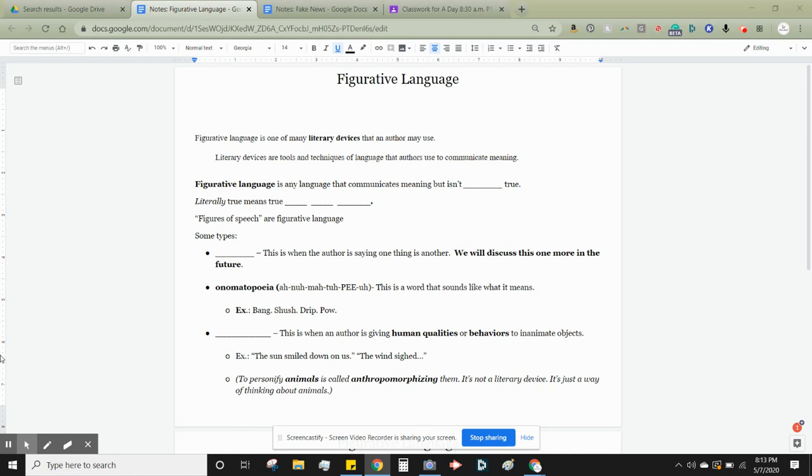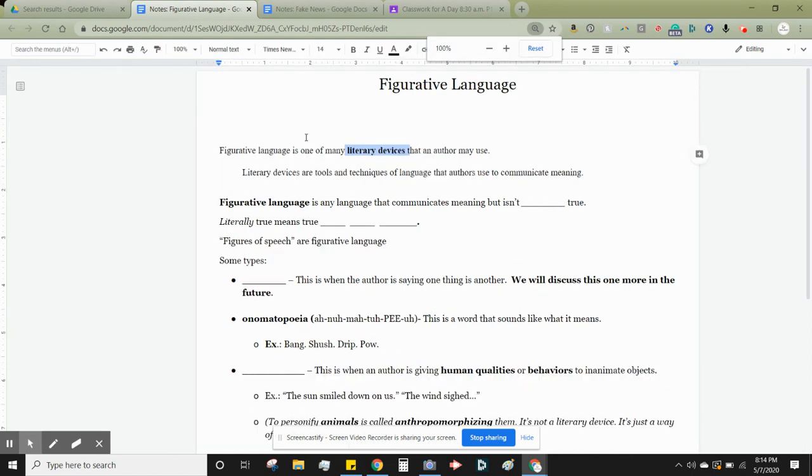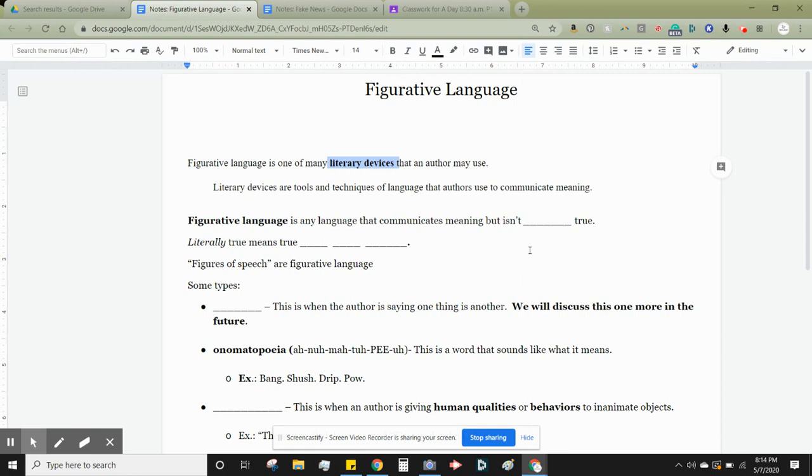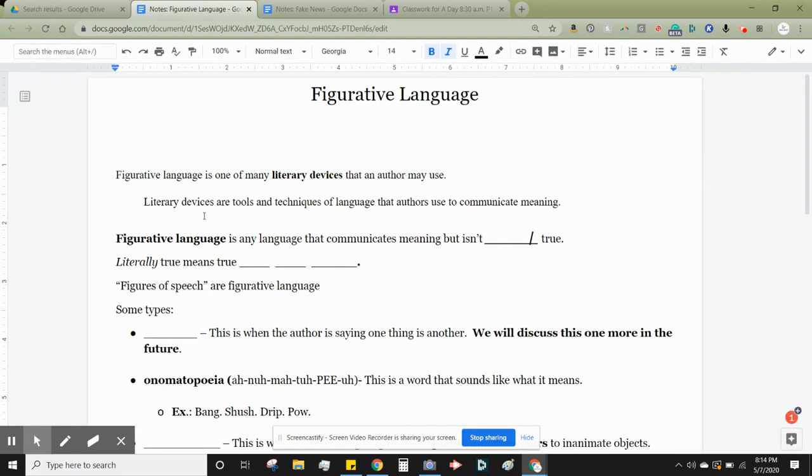Okay, so I've used this word literary devices a little bit so far in the quarter, and figurative language is the first one that we're going to talk about. Literary devices. So a device is like a thing that has a purpose, like a tool, right? Literary devices are things that authors do in language that helps them communicate meaning beyond just the content of the word.